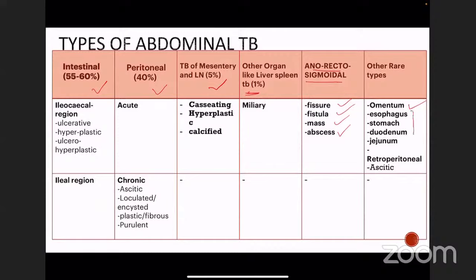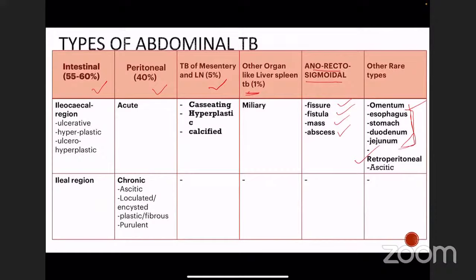Others are the esophagus, stomach, duodenum, and jejunum, which are rarely involved with tuberculosis, but they can be involved. And other than that is the retroperitoneum. If we are considering peritoneum, we have to think about retroperitoneum also. So this was about the types of abdominal tuberculosis. In that, as I said, intestinal is most common, 55 to 60%.